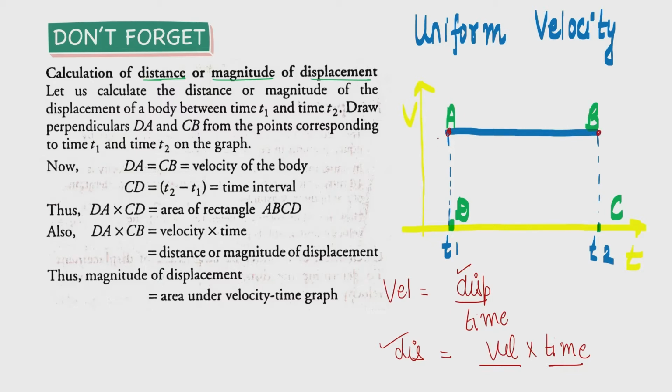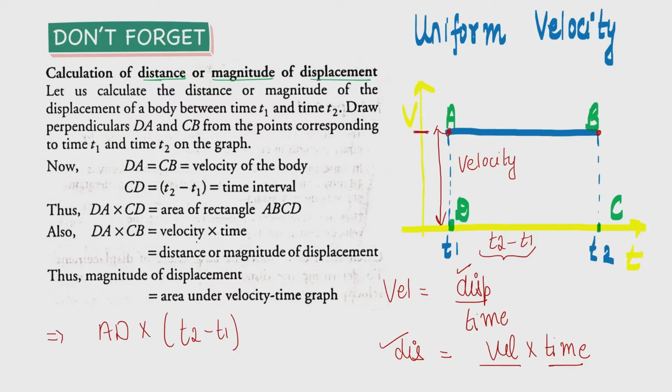Now see, this AD length is giving what? Velocity, right? The distance from the x-axis along the y-axis gives the velocity, and the points on the x-axis give the time. So basically this AD length is nothing but velocity, and T2 minus T1 is nothing but the time interval. So what will be the distance or the magnitude of displacement? Velocity, which is AD, multiplied with the time, and time is nothing but T2 minus T1. So see, take T1 minus T2 as one length, okay, take this as one length.